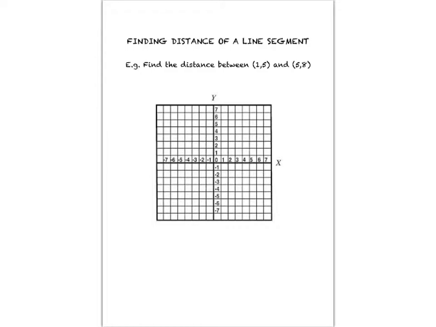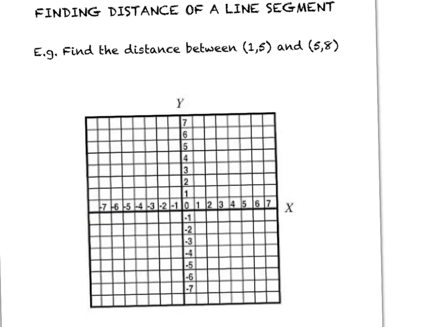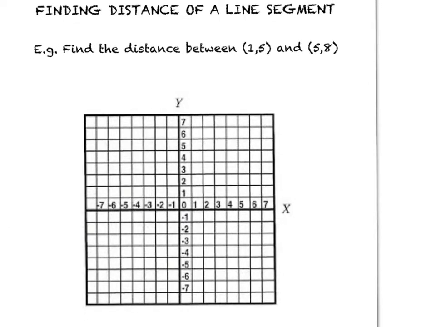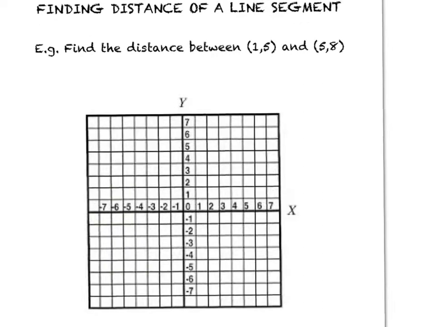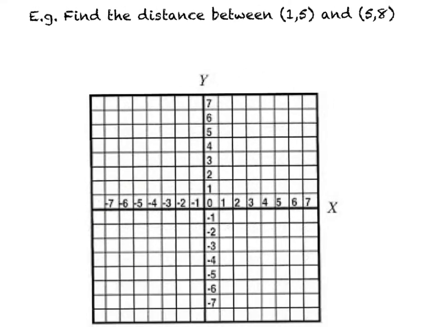Alright, how would we use Pythagoras' theorem to help us find the distance between two coordinate points on a Cartesian plane? Looking here, we've got 1 and 5, so x1, y1, and 5 and 8, and I'm going to call this x2, y2. It's really important to keep these in order, the reason for which you'll find out soon. Let's blow this up a little bit more. Okay, 1 and 5, 5 and 8.